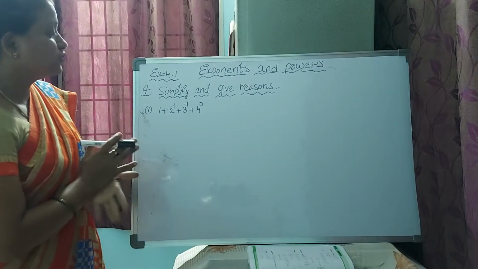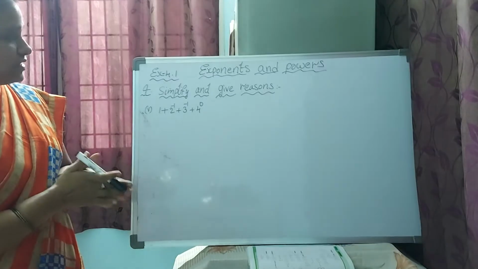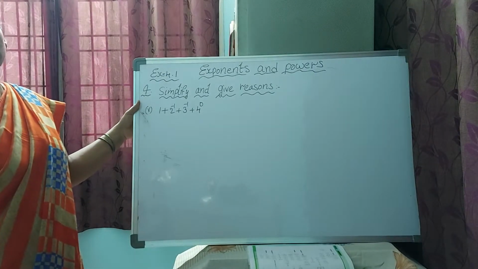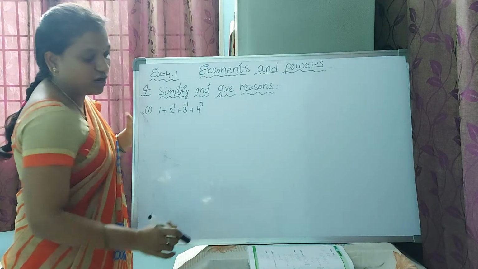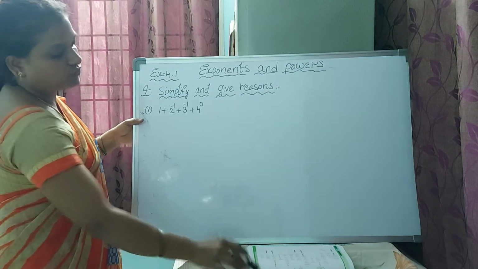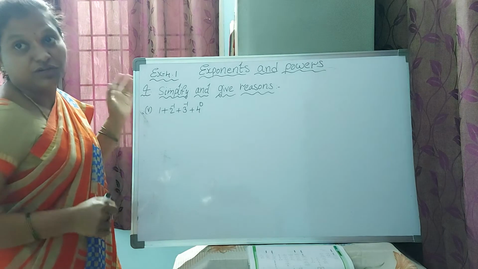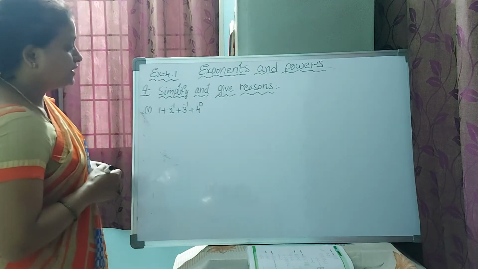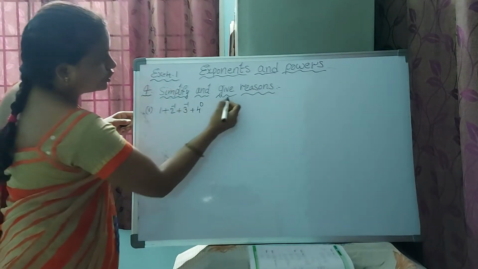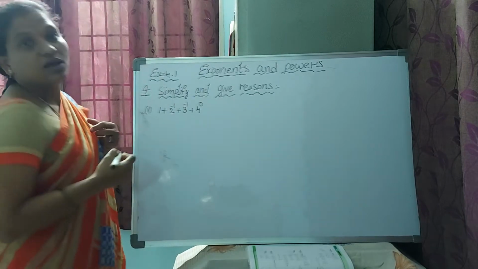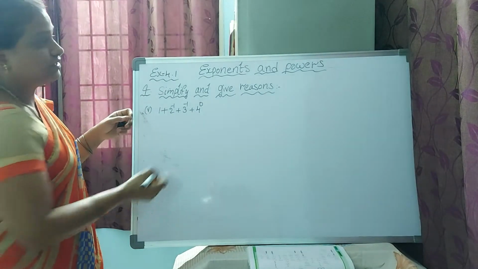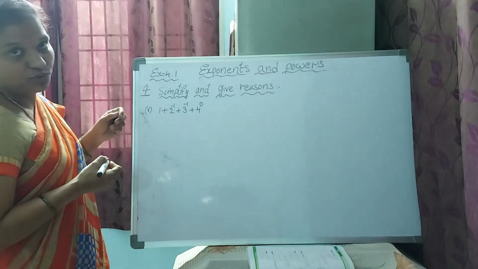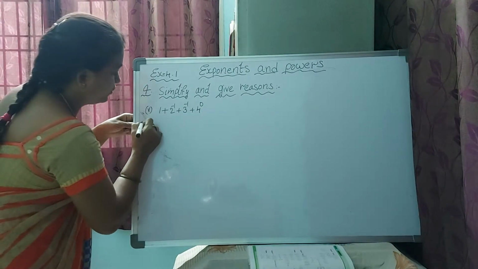In this exercise 4.1, we have to discuss the fifth one now. Simplify and give reasons. In the fourth one we already discussed four problems. Give reasons means you have to say according to which law they are changing. In exponents and powers we have so many laws, and we have to use those laws.